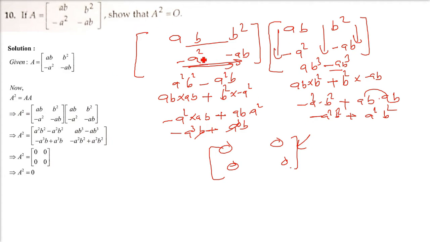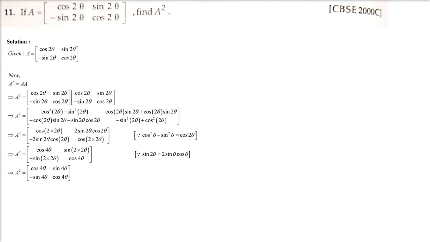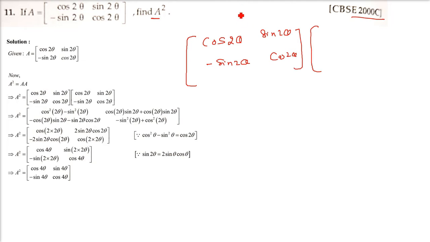So when you do a cube, whenever it is being said, the final answer has to be multiplied by A again. I'll do A square this time. This is CBSE 2000. Since trigonometry is involved here, we have to have a bit of an idea about the trigonometric expressions and identities. So A is cos 2 theta, sin 2 theta, minus sin 2 theta, cos 2 theta, multiplied by A again and again. Means two A's, just take the matrix multiplication.